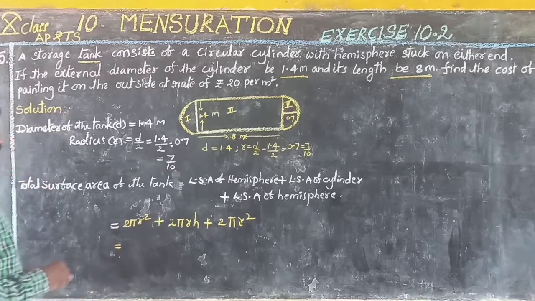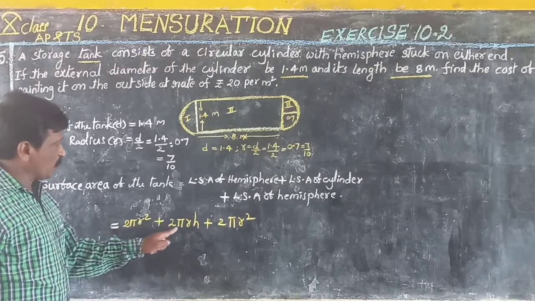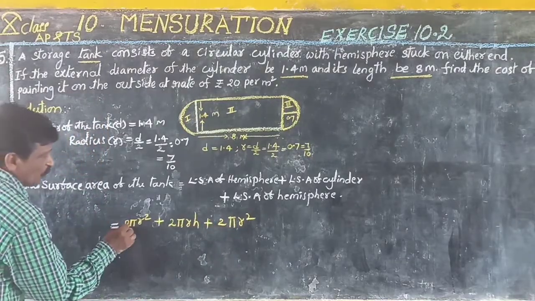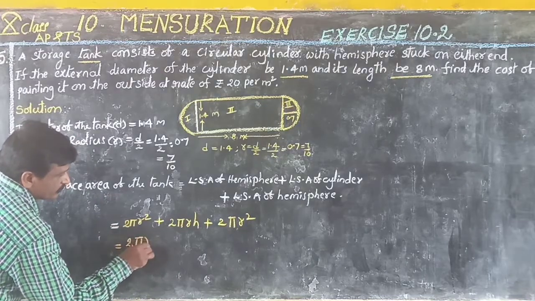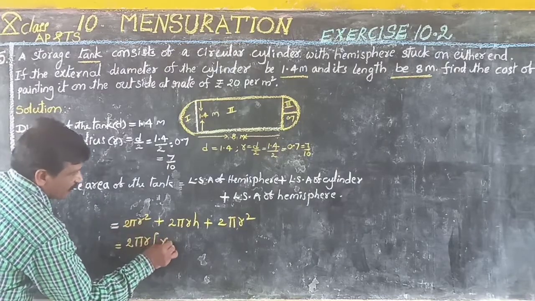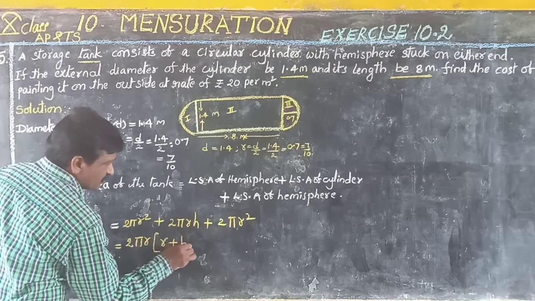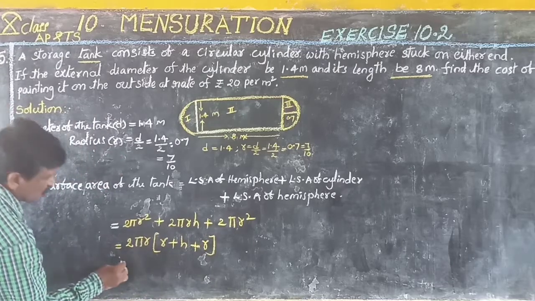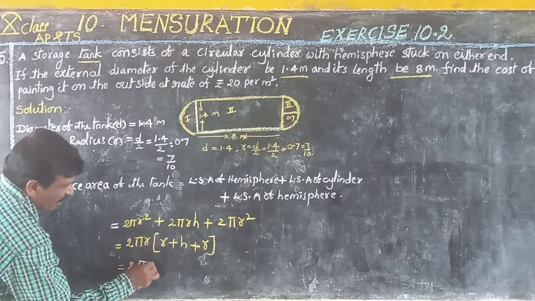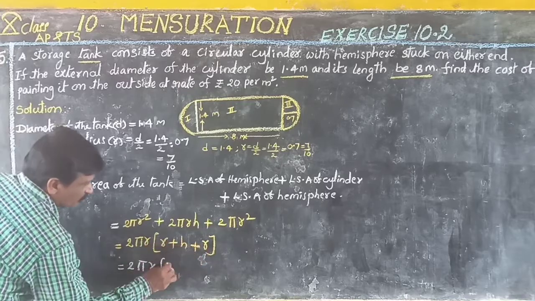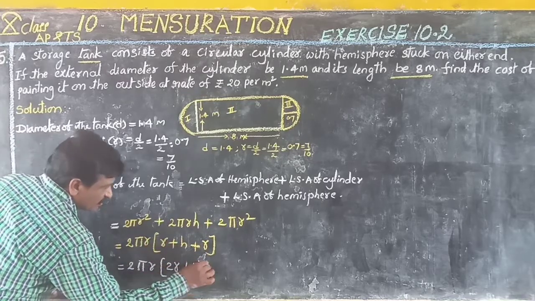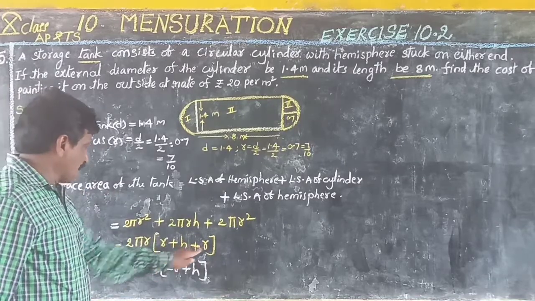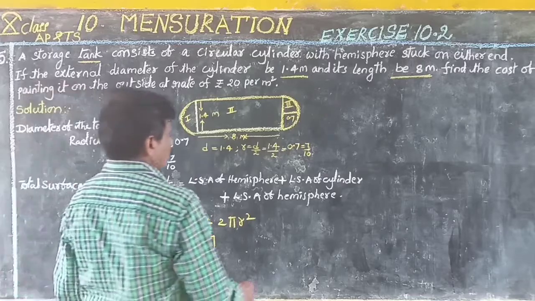So 2 pi r, 2 pi r, 2 pi r. In 3 items 2 pi r is common. Here is r, here is h, here is r. So 2 pi r, r plus r, 2r plus h. So 2 pi r, 2r plus h.